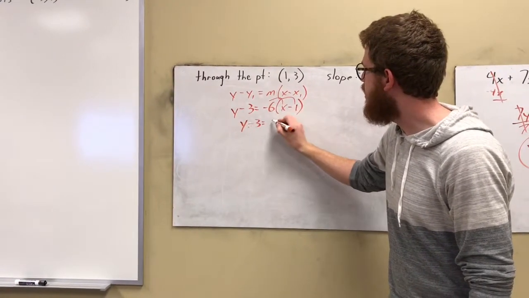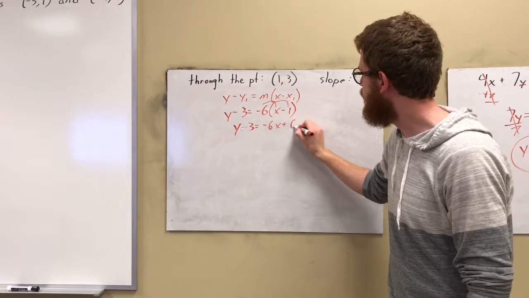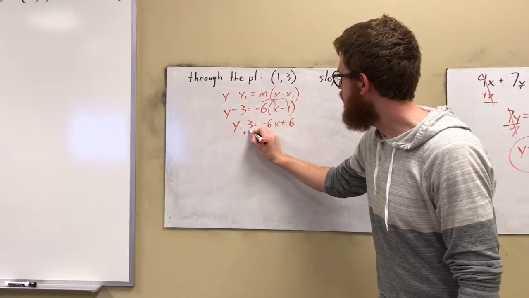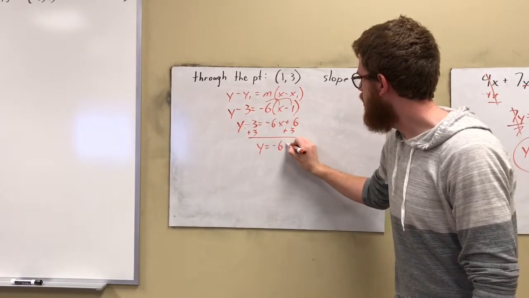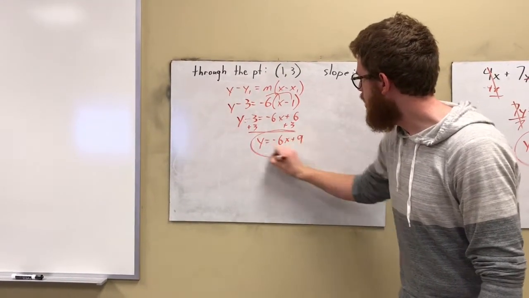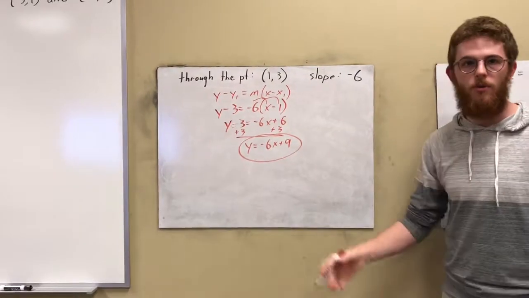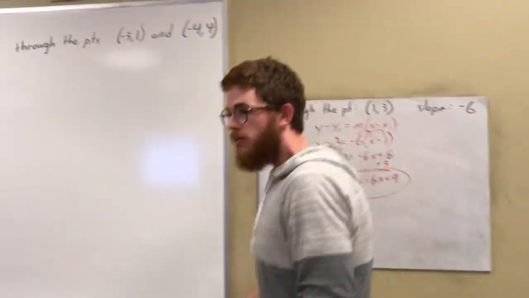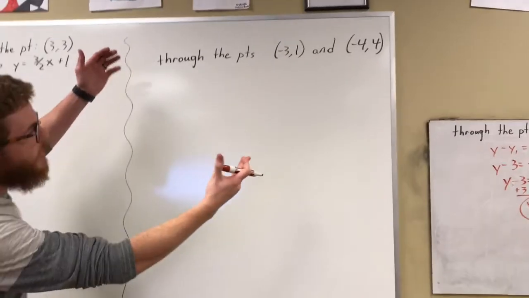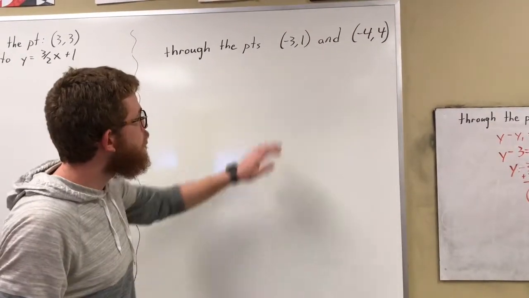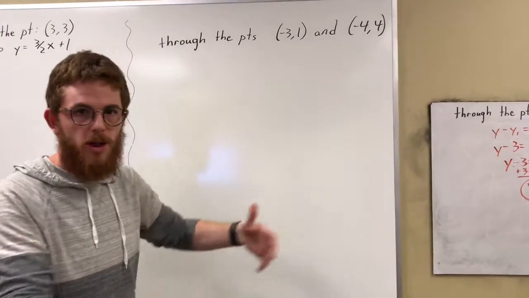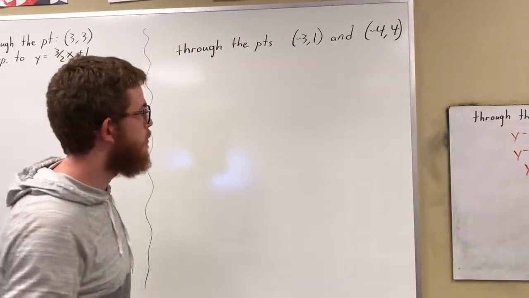I'm going to distribute that negative 6, and I'm going to add the 3 over to get y completely by itself. And now we are in slope-intercept form once again. We also could be given 2 points. Well, if we have 2 points, we don't quite have the slope yet, but we do have a point. So again, we're going to go that route using our point-slope form.